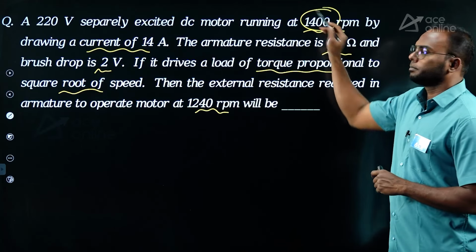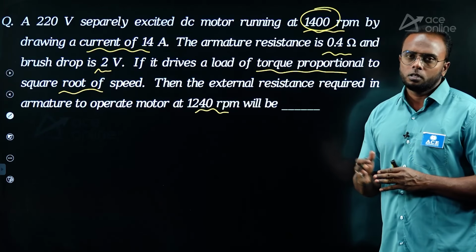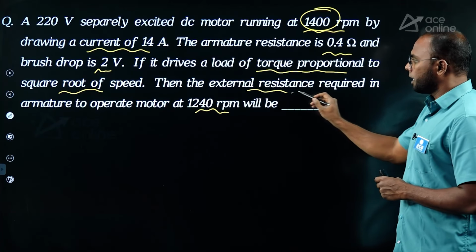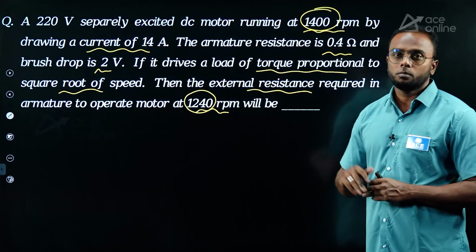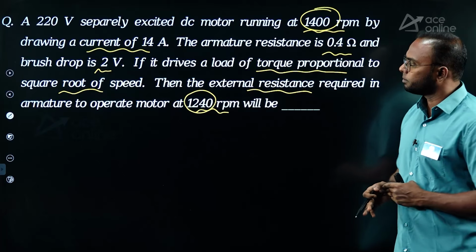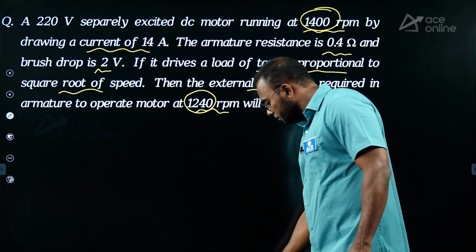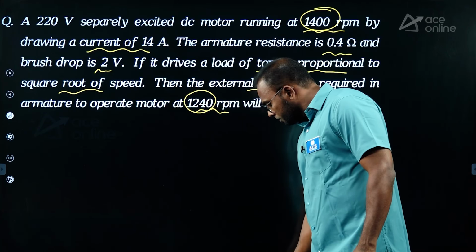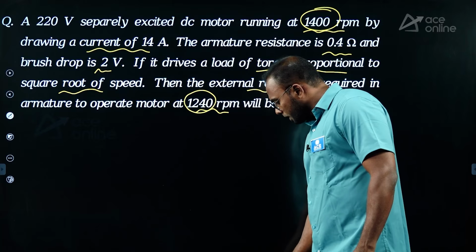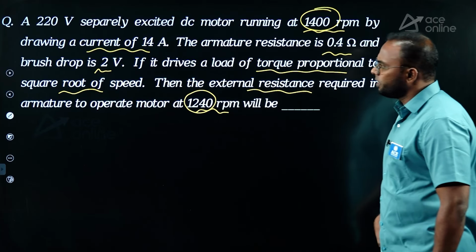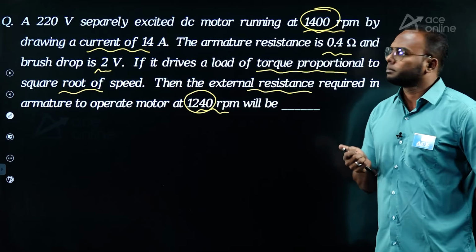When we add a resistor in series with the armature, definitely the speed of the motor reduces. Now how much external resistance do we have to add so that the speed of the motor goes from 1400 down to 1240 rpm? Okay, try this first, quickly on your own. These problems follow the same procedure for every condition, whether torque is proportional to the square root of the speed, the speed, or the square of the speed.